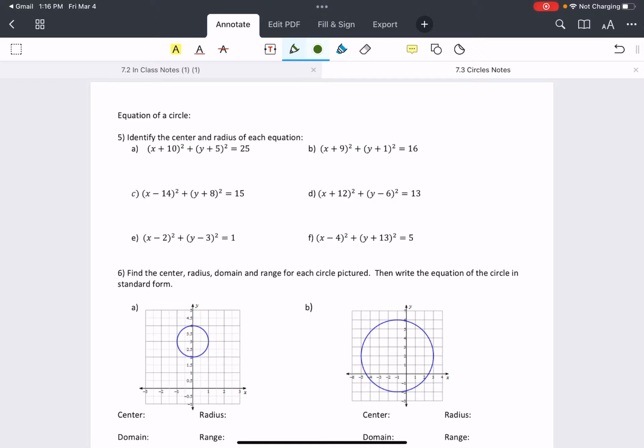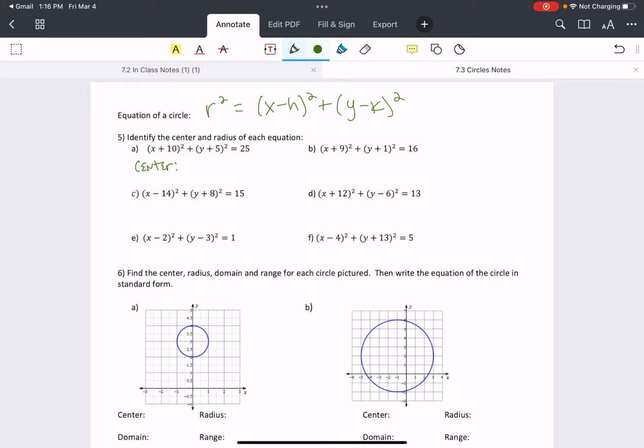No. Pi r squared. There you go. Okay, so equation of a circle, r squared equals x minus h squared plus y minus k squared. Just to practice the equation. So here, my center would be at, careful, anybody have any guesses?